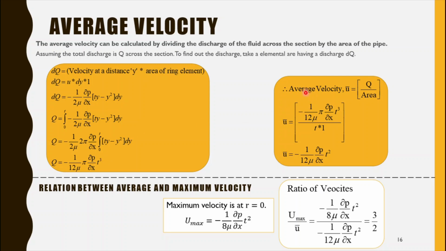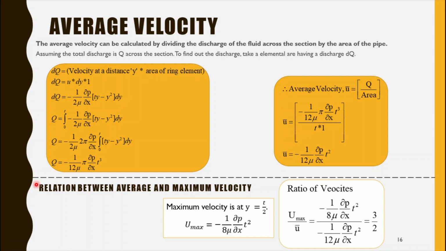Average velocity will become u bar is equal to q by area. So u bar is equal to minus 1 by 12 mu del p by del x t cube divided by t into 1. Now t is thickness and this 1 is depth. So we get u bar is equal to minus 1 by 12 mu del p by del x into t square. Now let's calculate the relationship between maximum and average velocity.